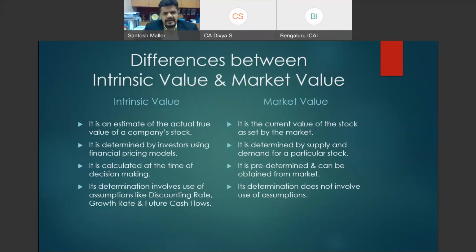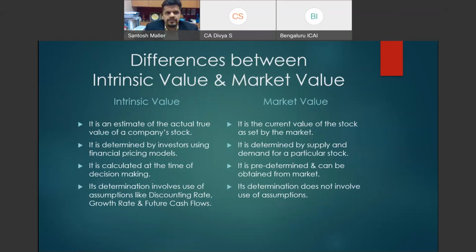Intrinsic value is calculated at the time of decision making. So generally, if one has to decide whether to buy the shares for the purpose of investing in the company, you will generally use intrinsic value. Whereas market value is predetermined and can be obtained from the market. It's the quoted price. It's a given. Like it or not, that is the value at which the shares are quoted.